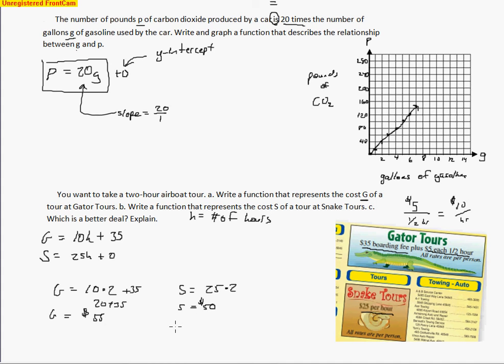So I'm going to go with Snake Tours for a 2-hour tour, because the cost is $5 less. And so you can see how Snake Tours is $50 where Gator Tours is $55.